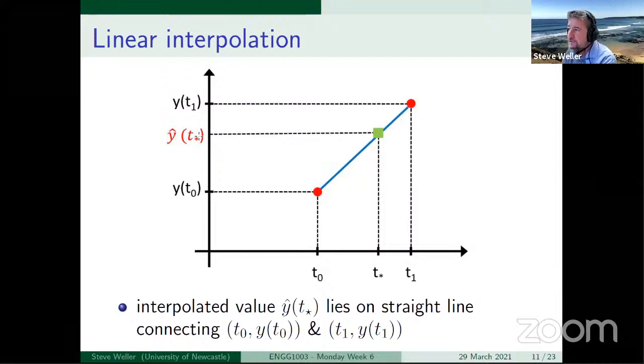So linear interpolation is the form of interpolation that I showed several slides ago, where we had a line heading up at different angles. Each of those angles was the slope of a line segment between two consecutive time steps.